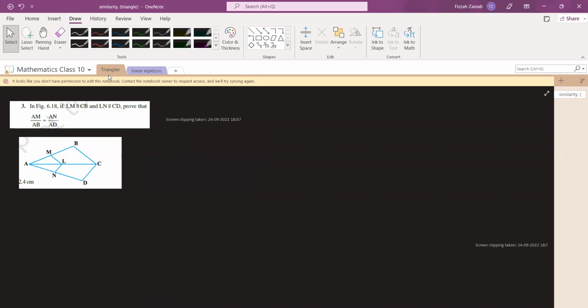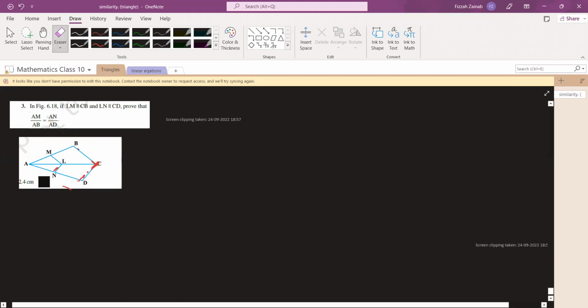Now see question number 3, all of you. In the figure, LM is parallel to CB, that means this LM is parallel to CB. And similarly, this LN is parallel to CD. So you have to prove that AM upon AB. It's not MB, it's the full length AB. Please see clearly. And similarly, AN upon the full length AD. Understood?